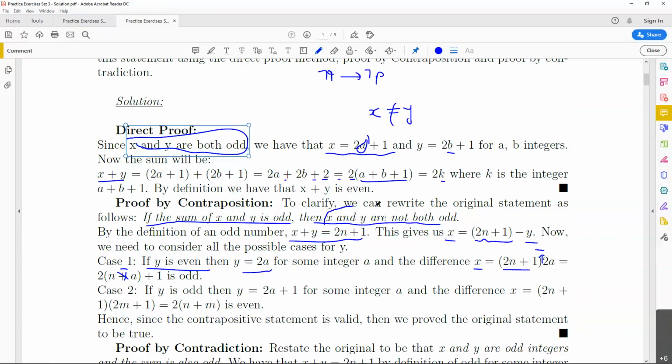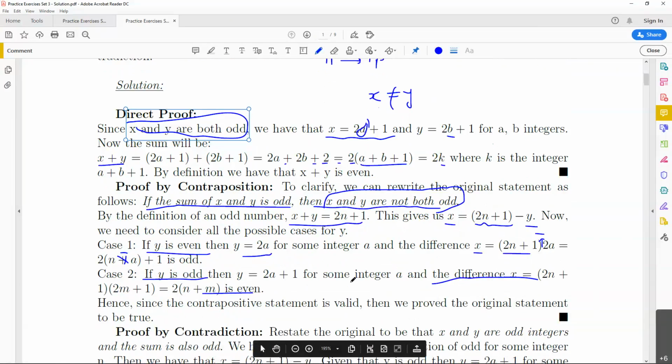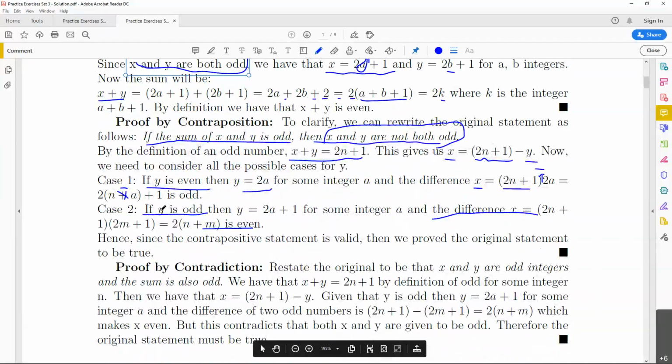Not both x and y are odd. What about the other case? If y is odd, then same thing, with the difference you get this time that x is even. So the contrapositive statement is valid. If you're given that the sum of x and y is odd, then that means not both of them are odd. One of them has to be even. As usual, I'm going through the solution, so if something doesn't make sense or you want me to emphasize something, please ask.